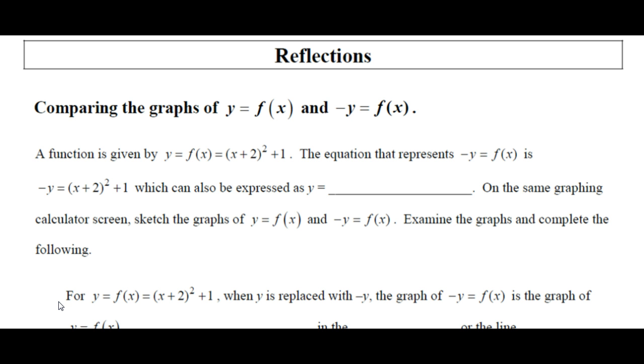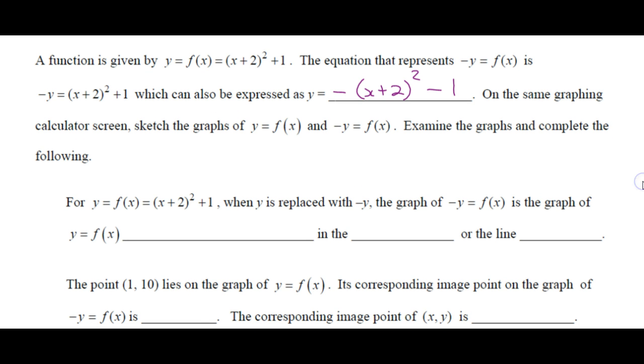We can't graph negative y in our calculator, though. So what are we going to graph? y equals what? Negative (x plus 2) quantity squared minus 1. So we're going to take that negative from the left side and distribute it through the right side, turning each expression negative. So the negative of (x plus 2) quantity squared, and not plus 1, but minus 1. On the same graphing calculator screen, you will sketch y equals f of x and y equals negative f of x.